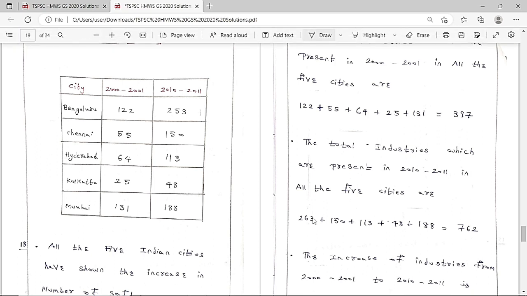That is 263 only. I have just seen the graph also and I have concluded myself that it is 263. So a small correction here, it is 263. So now, if you are going to add all this data, then what are you going to get?